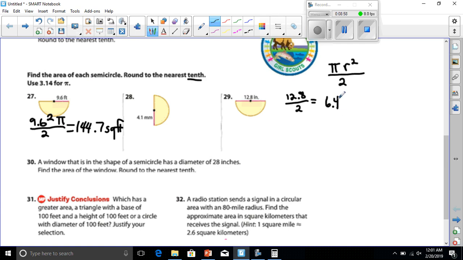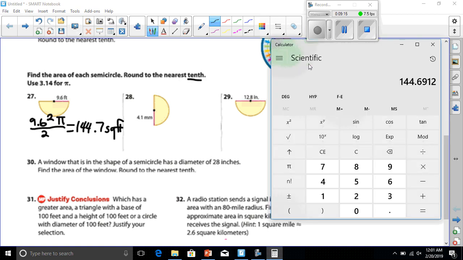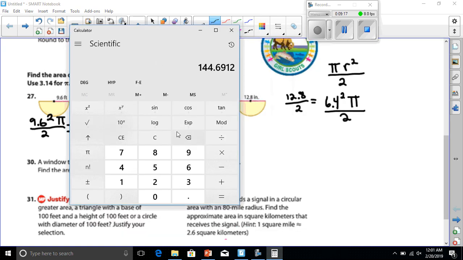Now we're ready to go. 6.4, which is our radius, we're going to square that. We're going to multiply it by pi. And since it's a semicircle, remember, after we get our answer, we've got to divide by 2. Let's give it a shot. This time we can see we have 6.4, and we're going to multiply that by 6.4.